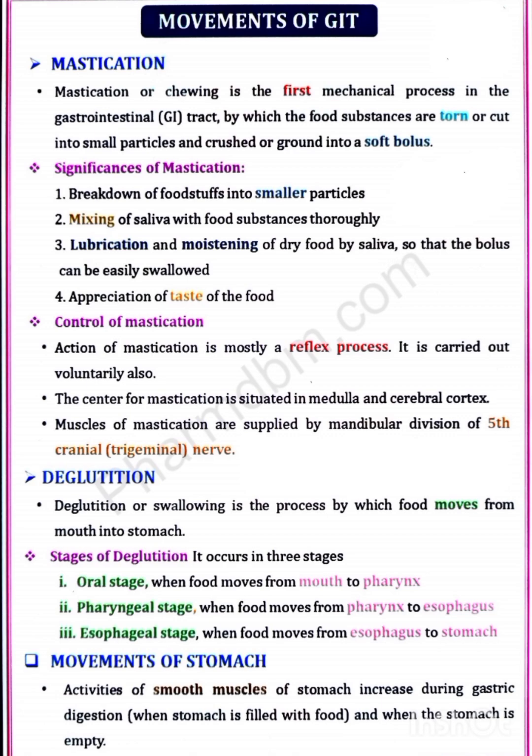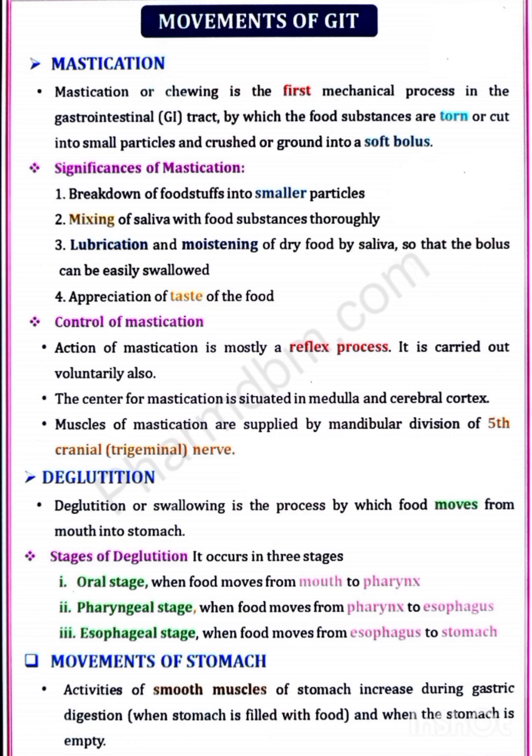Control of mastication. Action of mastication is mostly a reflex process. It is carried out voluntarily also. The center for mastication is situated in the medulla and cerebral cortex. Muscles of mastication are supplied by the mandibular division of the fifth cranial, trigeminal nerve.